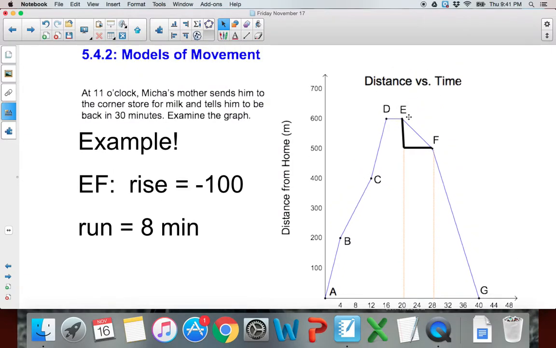In E and F, here's the rise. Do you see my mouse? It starts at 600 and goes down to 500, so I call it negative. Anytime it looks like that, what we think of as a negative trend is a negative rise. But the run is always positive. I drew the orange lines to make it easier: it starts at 20, ends at 28. So the run is 8, not 28, not 24, nothing like that. It's 8. It's how much it goes over by. Then you do your calculation, that divided by that.